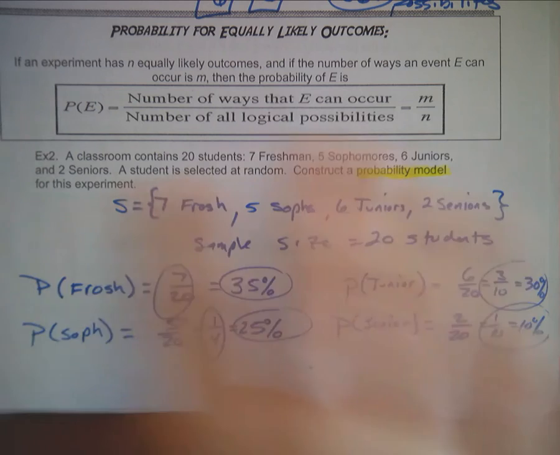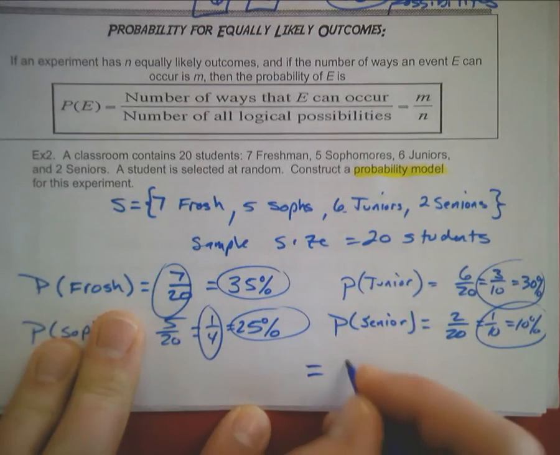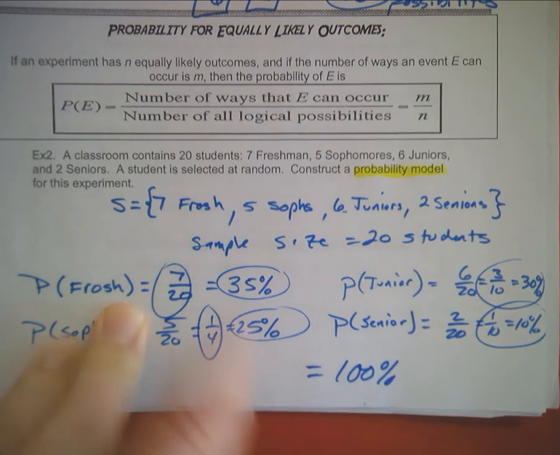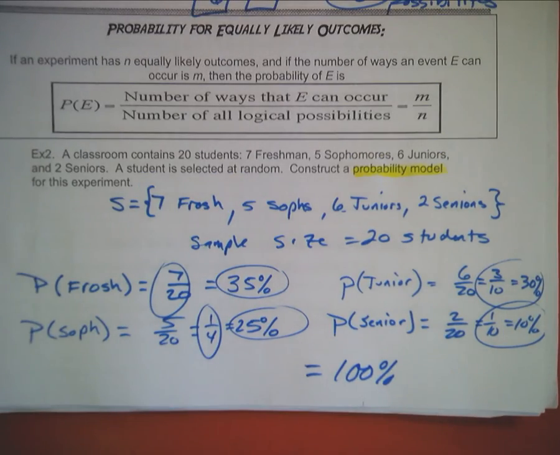So they might give you something like this, and they'll say, is this a probability model? And again, if it does not add up to 100, then it's no. How's that? Any questions, y'all?